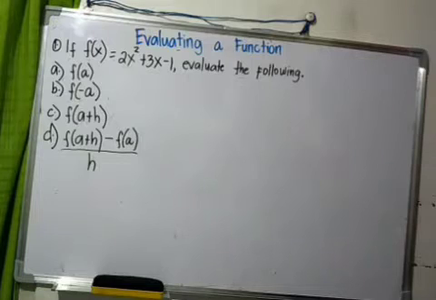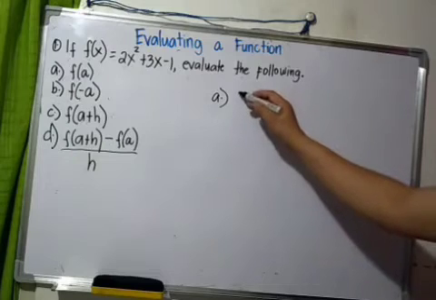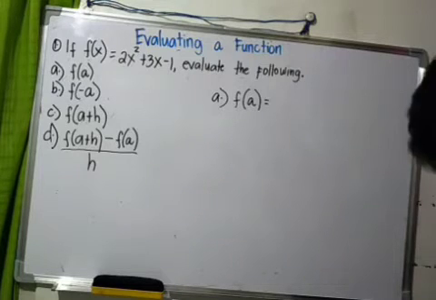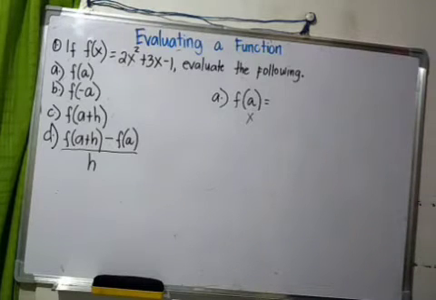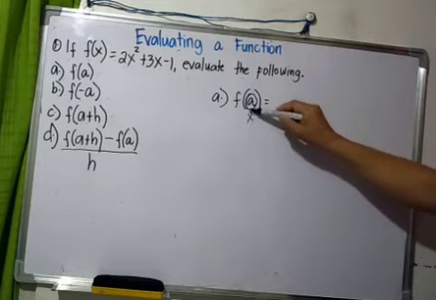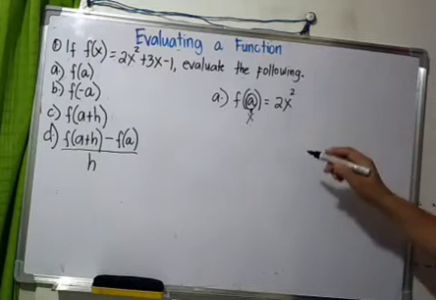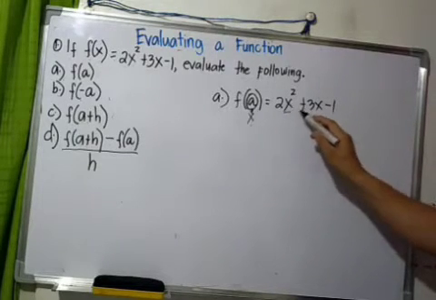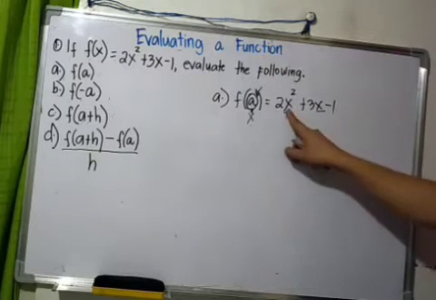So, first, anong unahin natin? Letter A muna tayo. Okay, so f of a. How to solve for this given? I-replace lang natin yung x dito. Ang x magiging a na. So, ang given equation natin is 2x squared plus 3x minus 1. Replace x, ito, 2a. So, si x magiging a.